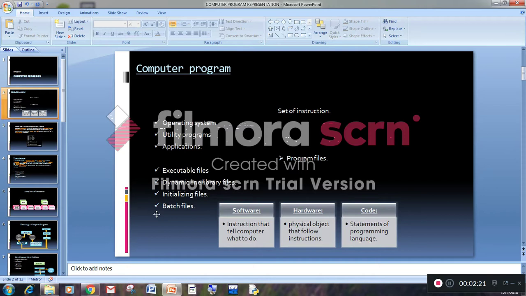Initialization files. These files contain information such as the size and starting point of the window and the color of the background, and they have the extension .ini. Here comes the last file, the batch file. So what is a batch file? It automates repetitive tasks. It has the extension .bat.